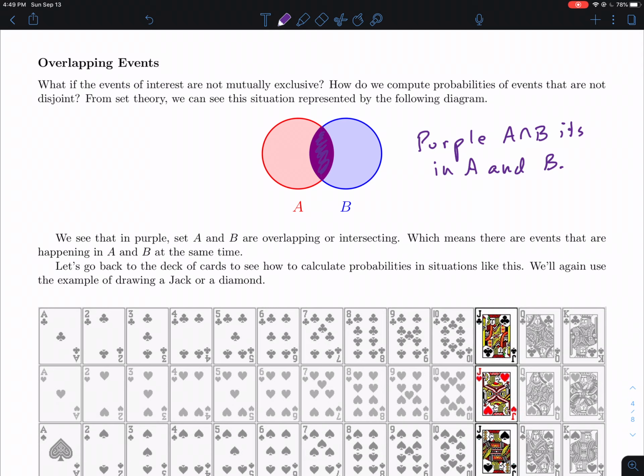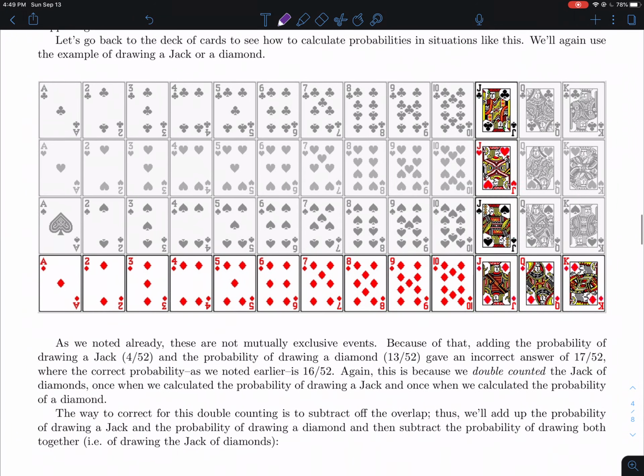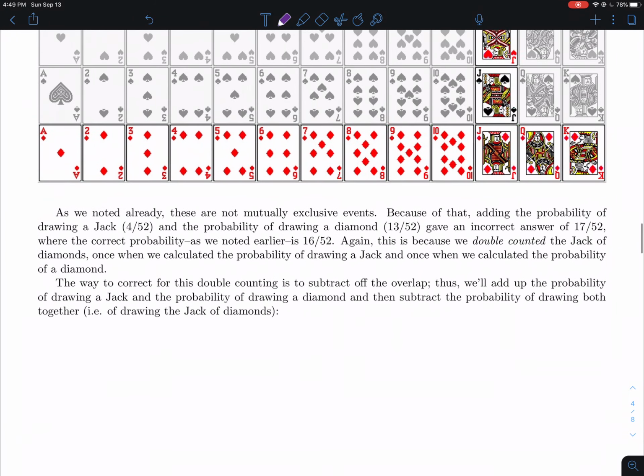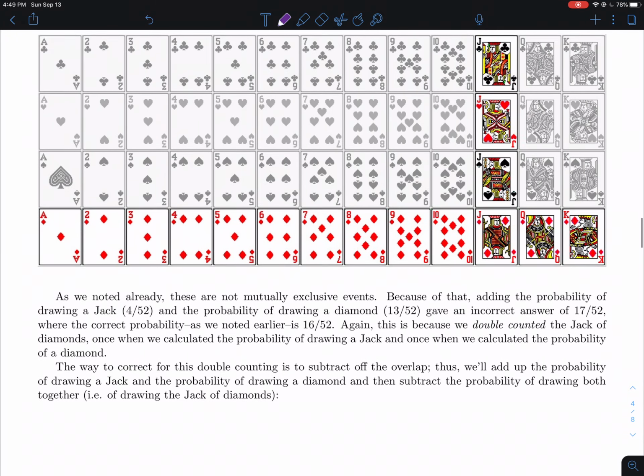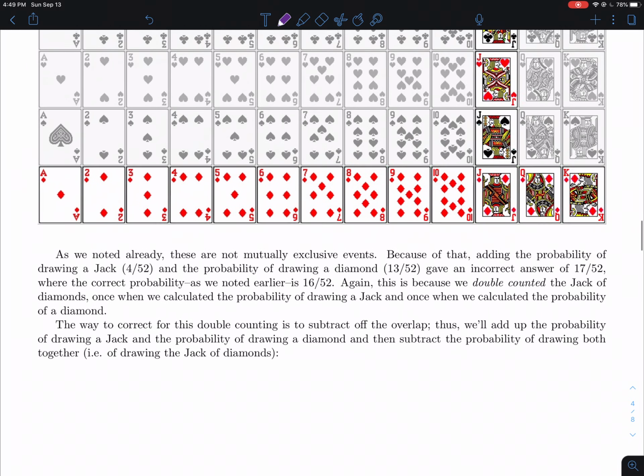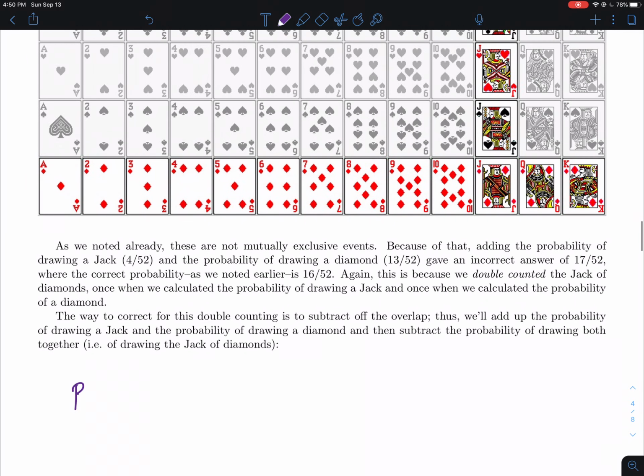So we ended up counting it in both places, when in reality we should have only counted it one time. So that's what we have to really be careful of when we have sets that are not disjoint. So again, in this case, what we would want to do is construct this in such a way that we're trying to find the probability of a Jack or the probability of a Diamond.